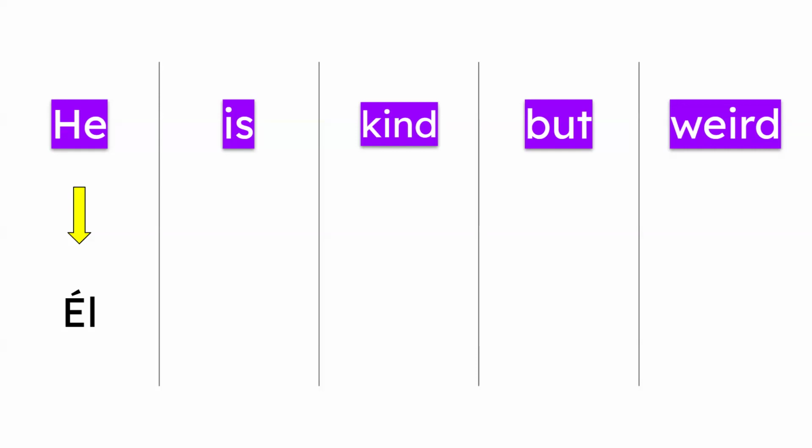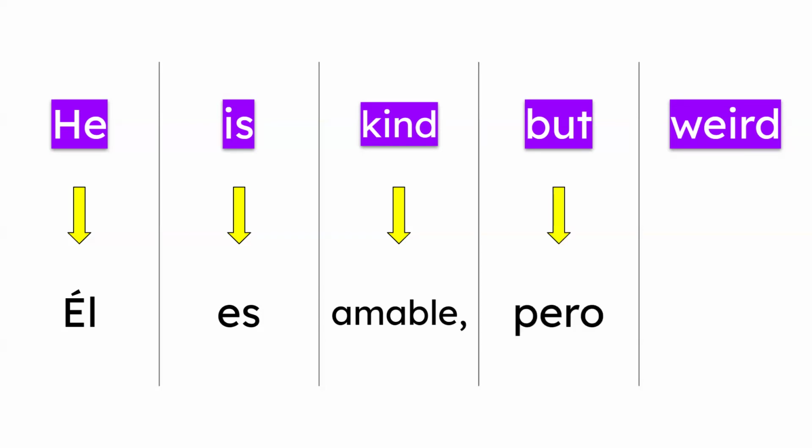We need to use ser. That's right. And the conjugation for ser is es. Él es kind. How do you say kind in Spanish? In case you don't know it, it is amable. Él es amable, but, pero, weird. A bit weird, you know? Weird es raro or extraño. In this case we're going to use extraño, okay?